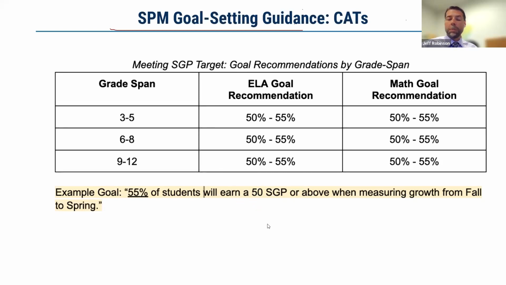Why 50 SGP? Hopefully you remember that 50 is the number that Renaissance is saying is the minimum SGP that students need to be making a year's growth. So as they measure growth, students at 50 or above are on track to make a year's growth or more. If students have an SGP below 50, then they are not making a year's growth, or the test is saying that they're most likely not making a year's growth, and they're going to be falling further behind. So that's why we're looking at 50 SGP or above.